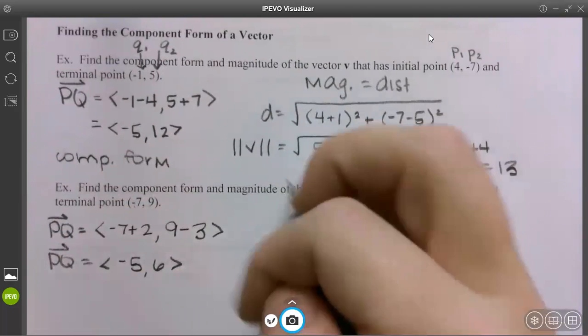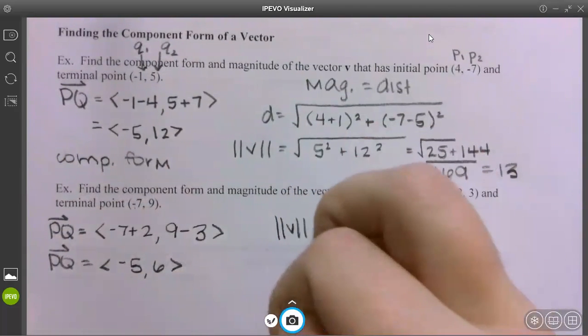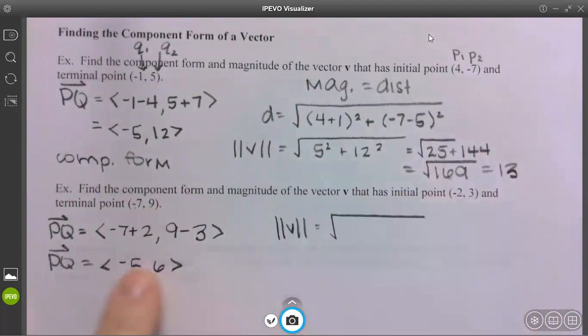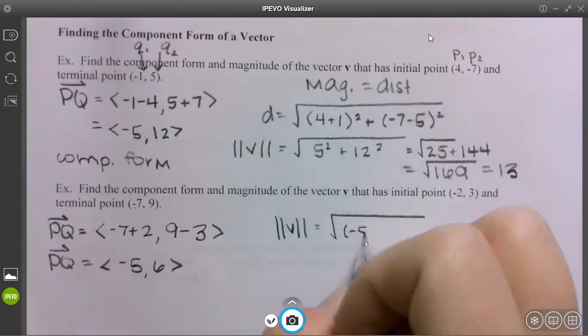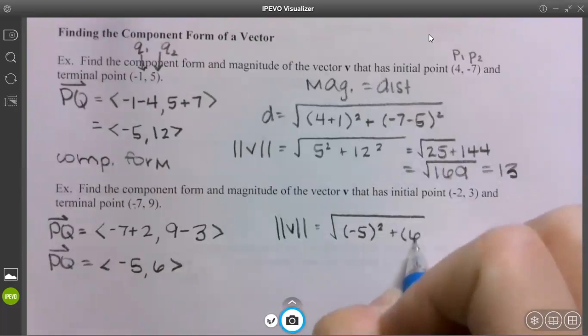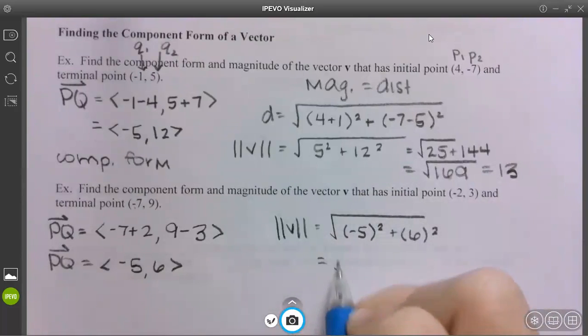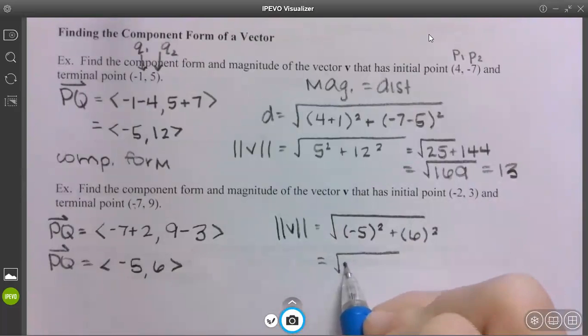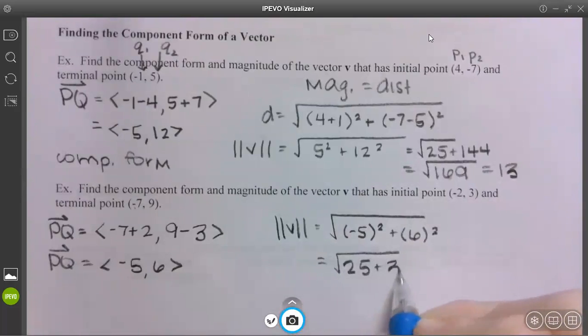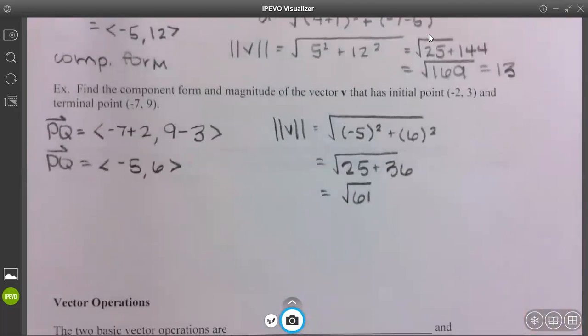Instead of doing all the work to find the magnitude, you can use these two. So -5 squared plus 6 squared. -5 squared is going to be a positive 25. 6 squared is 36, which gives you the square root of 61. You don't have to simplify that. It won't simplify. So that is as good as that one is going to get. Just give you a second to get it, and then we're going to move on.